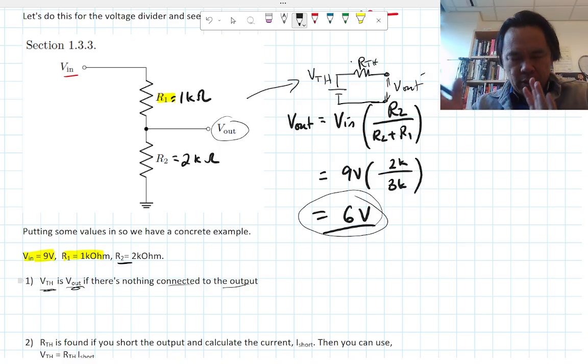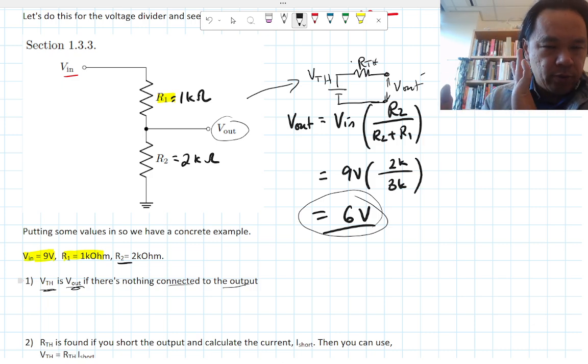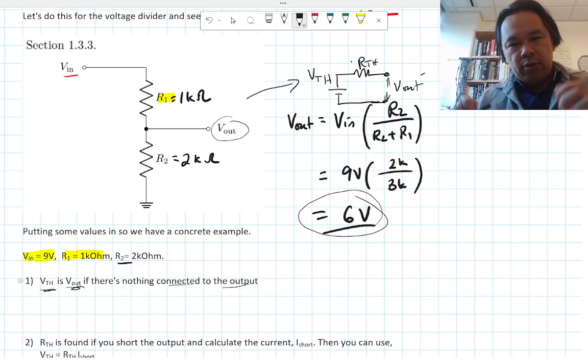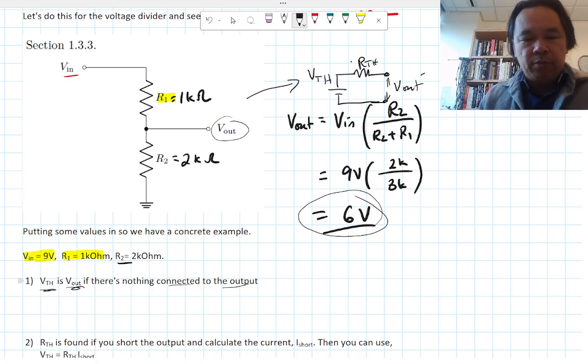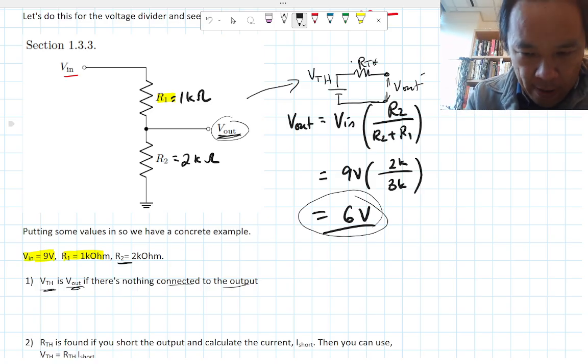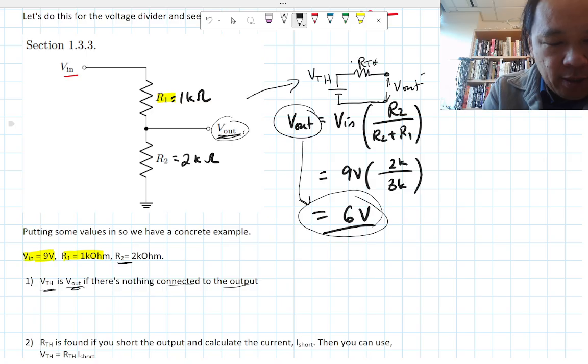This is where a lot of students get confused, because they're not used to dealing with a circuit that has an output and input. They're just used to dealing with a single circuit where you're not interfacing with something else. So this is the output of the circuit. We actually just calculated what the output of the circuit is, right? If nothing is connected to it.